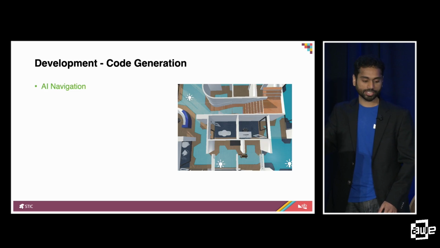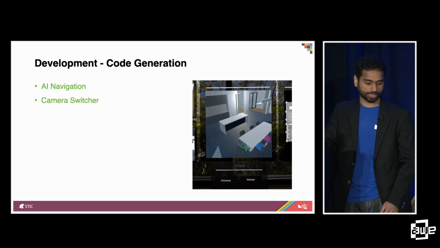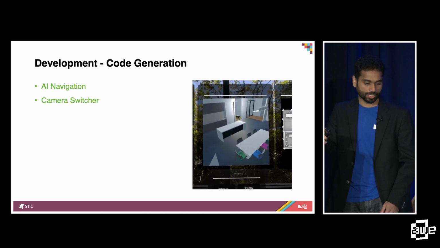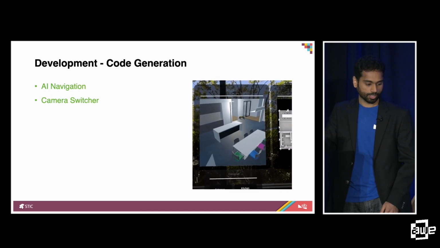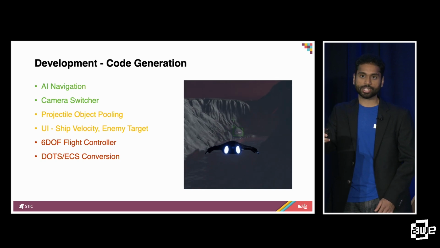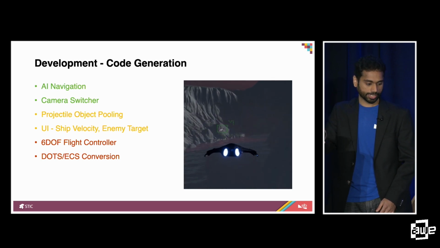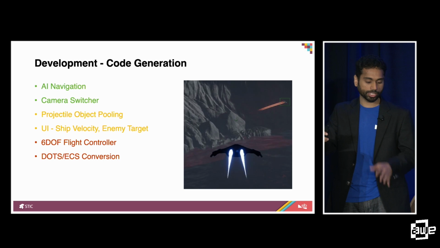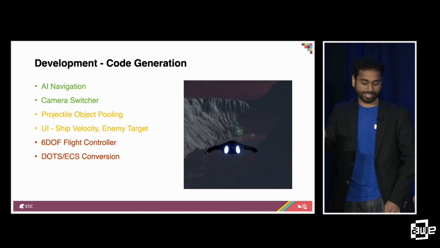All right, so next we have some development tools. For everything here, I used either Unity Muse, Microsoft Copilot, or GPT-4o using a plugin for Visual Studio called Tabnine. What I noticed is for simple scripts like AI navigation, like you see here, it does really well. I didn't have to change anything. And also for this camera switching script that I showed in the demo earlier.